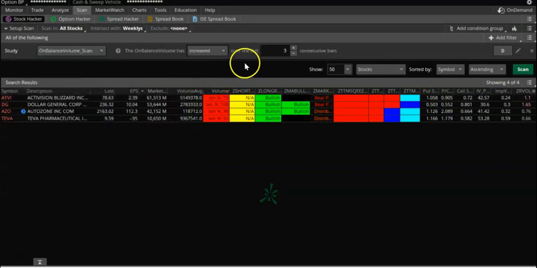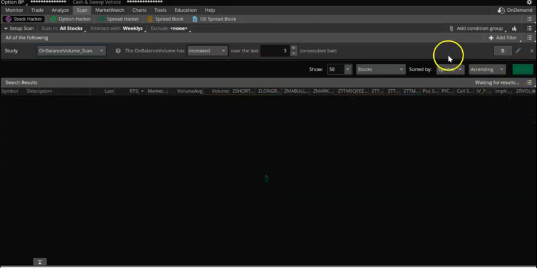Okay, so you can say 3 bars, consecutive 3 bars. So it's increased over consecutive 3 bars. Daily time frame. Okay. Scan that.